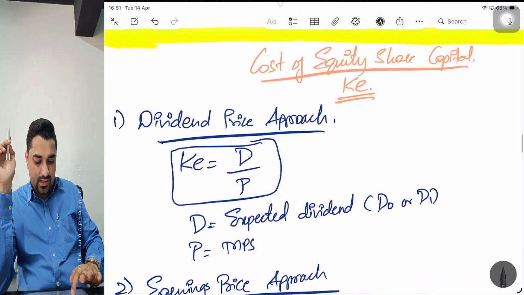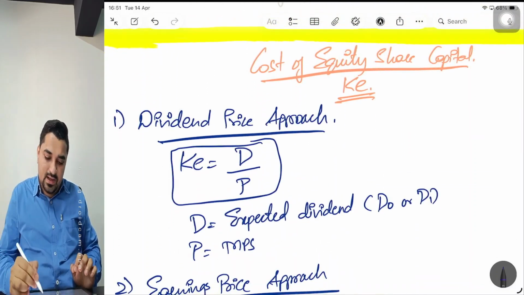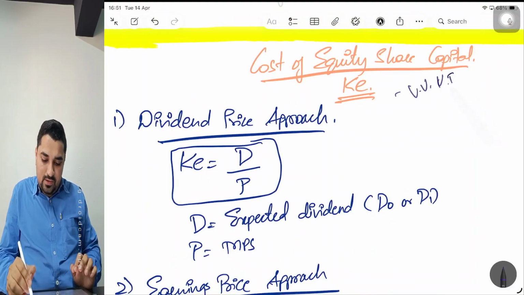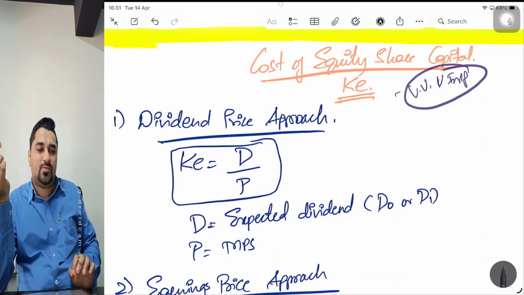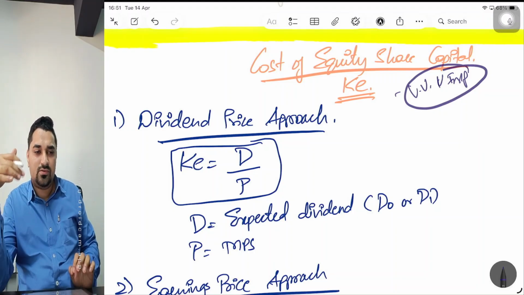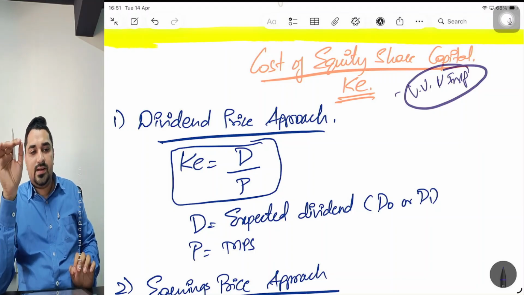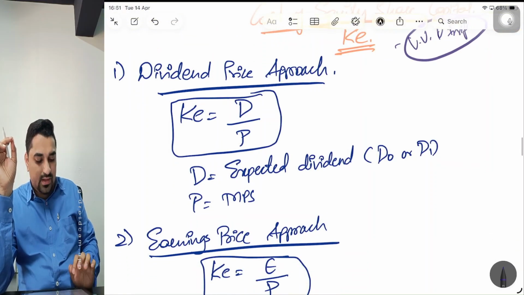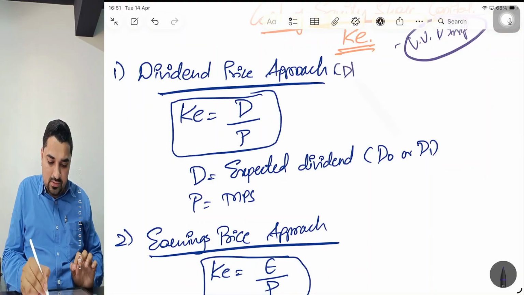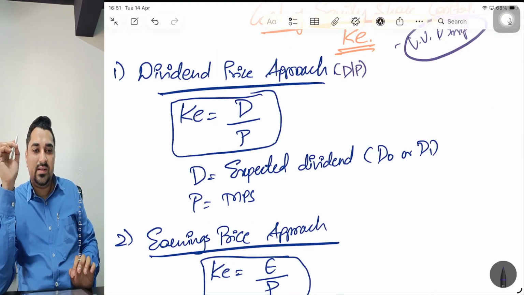Now we'll proceed ahead with cost of equity share capital. Very, very important from the exam point of view, and even from your real life point of view also. From the exam point of view, you have a couple of formulas, you'll study those formulas, you'll qualify. But in real life, calculation of Ke is very, very complex and very, very important. First one, DP approach, dividend price approach. In short, we call it DP approach, not your WhatsApp DP or Instagram DP. It is dividend price approach.